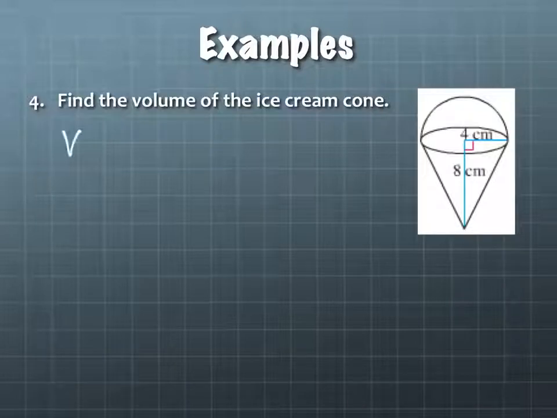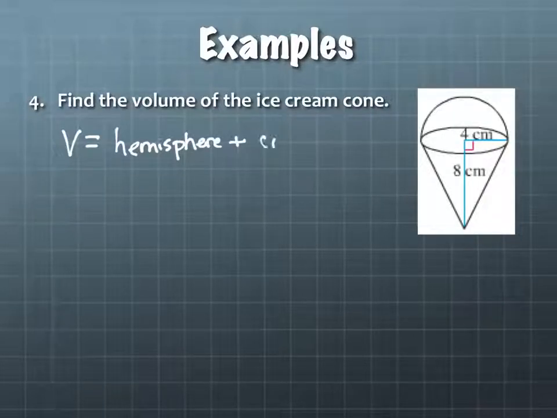To find the volume of the ice cream cone, there are two parts to this ice cream cone. What are they? We've got a hemisphere, and we've got a cone, right? Okay, so the volume for the sphere was 4/3 pi r cubed. So what would it be for a hemisphere? Half that. Half of 4/3 is 2/3, so you can just divide your 4 by 2 right here, and you get 2/3 pi r cubed.